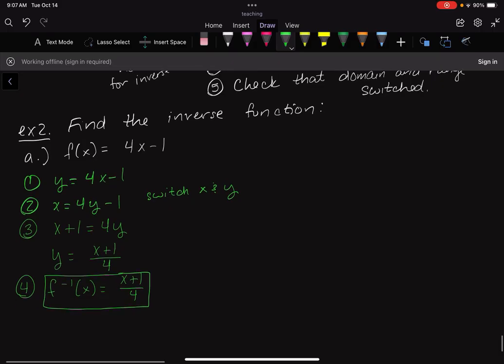Now for this one, for step 5, because we were just dealing with a line, like 4x minus 1 is just a line, you'll see that the domain and range were both negative infinity to infinity. So not super great for checking, because this one, the domain was negative infinity to infinity. The range was negative infinity to infinity. On our new function, it also stays the same. But, I mean, they did swap, so.